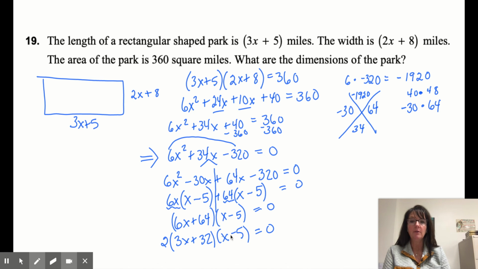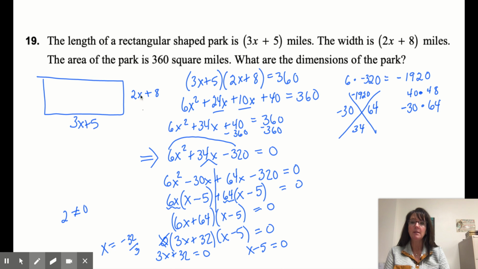In this case, you have 3 factors, but since 2 does not equal 0, we can just discount that altogether. So that's completely gone. So we either have 3x plus 32 equal to 0, or we have x minus 5 equal to 0. And these are how we're going to solve for x. So for the first one, you're going to subtract 32 and then divide by 3. So if we subtract 32, you have negative 32 divided by 3.